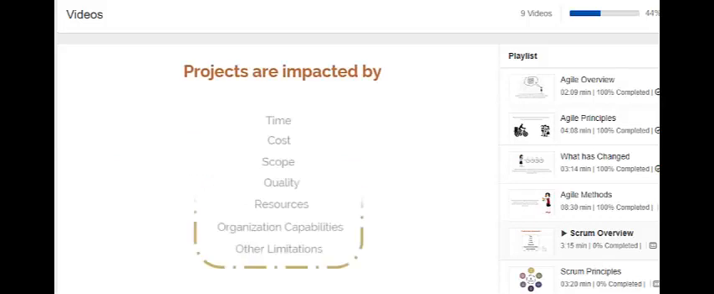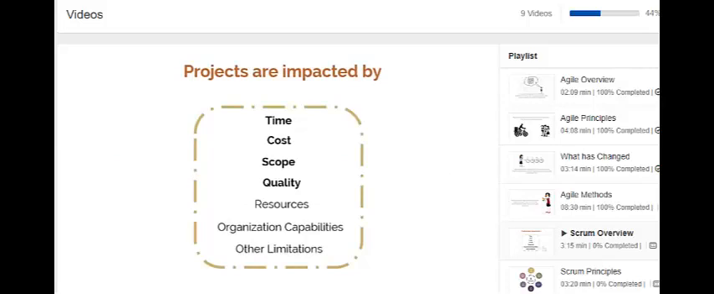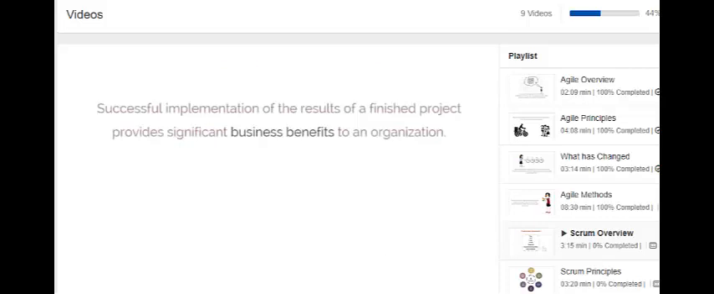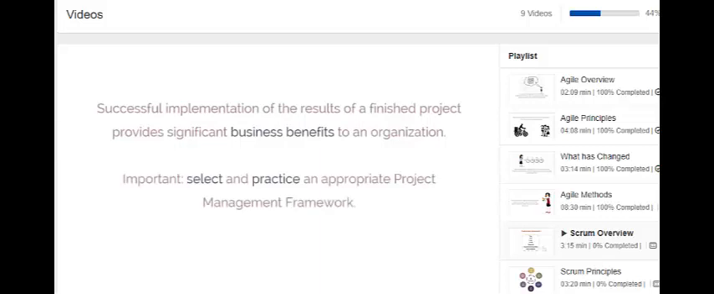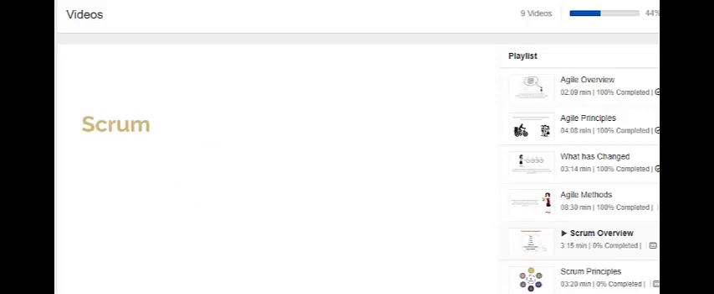All projects are impacted by constraints of time, cost, scope, quality, resources, organizational capabilities, and other limitations that make them difficult to plan, execute, manage, and ultimately succeed. However, successful implementation of the results of a finished project provides significant business benefits to an organization. It is therefore important for organizations to select and practice an appropriate project management framework. And this is where Scrum comes in.